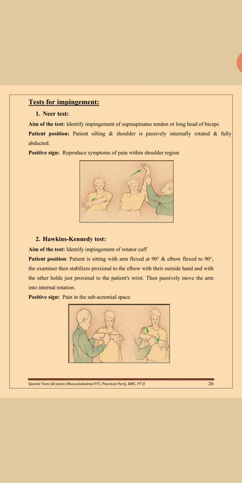Hawkins-Kennedy test. Aim of the test: identify impingement of rotator cuff. Patient position: patient is sitting with arm flexed to 90 degrees and elbow flexed to 90 degrees. The examiner then stabilizes proximal to the elbow with the outside hand and with the other holds just proximal to the patient's wrist. Then passively move the arm into internal rotation. Positive sign: pain in the subacromial space.